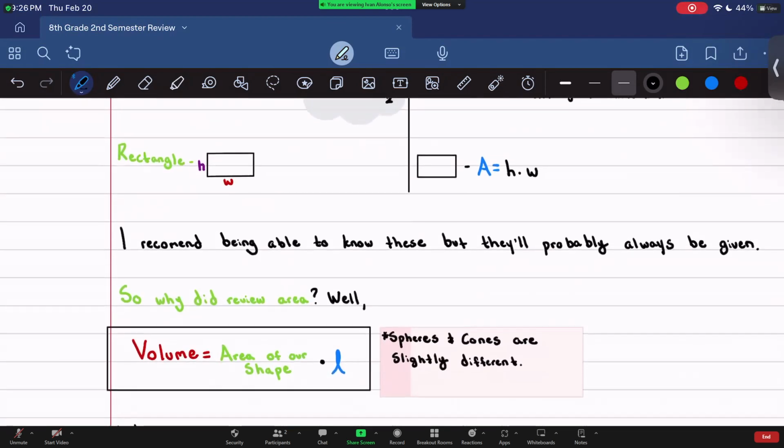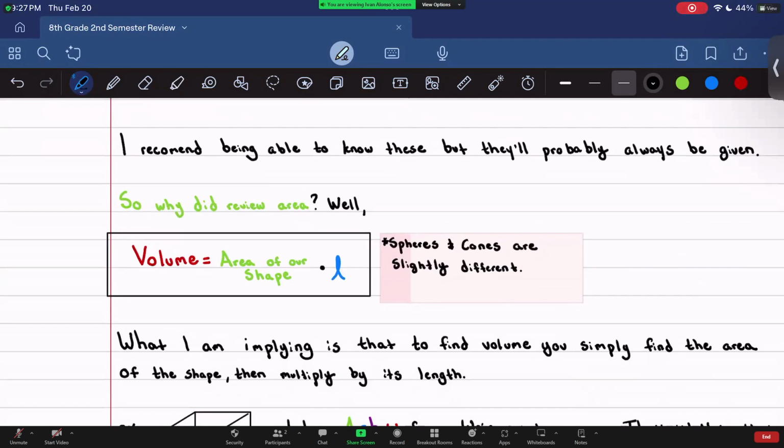And then why did I review area? Well, volume is just the area of our shape times length. Obviously, this does not apply to spheres and cones because they don't really have lengths. All I mean by that is that volume takes the area formula, adds something to it, and that's volume. That's also why the units for volume are always cubed and the units for area are squared. It's because you take the square and then you multiply it one more time by something and that gives you the cube.